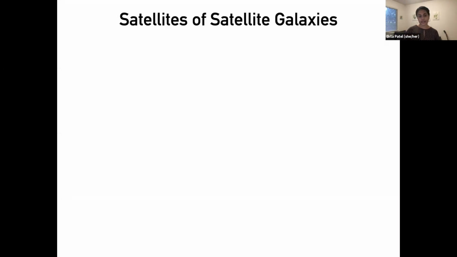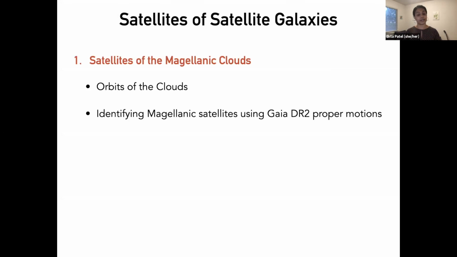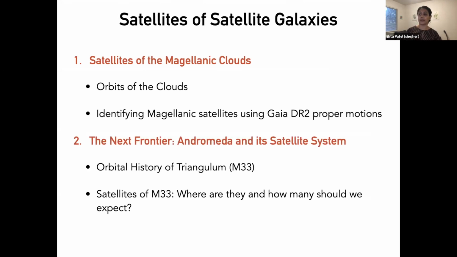So for the rest of the talk today, I'll be discussing satellites of satellite galaxies. I'll focus on these ultrafaint satellites from two different perspectives. In the first part, I'll be discussing satellite galaxies of the Magellanic Clouds. So we're talking about this sub-satellite regime. And in the second part, I'll be moving to the Andromeda system and focusing specifically on M33 or Triangulum, which is the most massive satellite galaxy known to be orbiting around Andromeda. And it's a second subsystem, which we can use to deeply study the smallest scales within hierarchical galaxy formation.